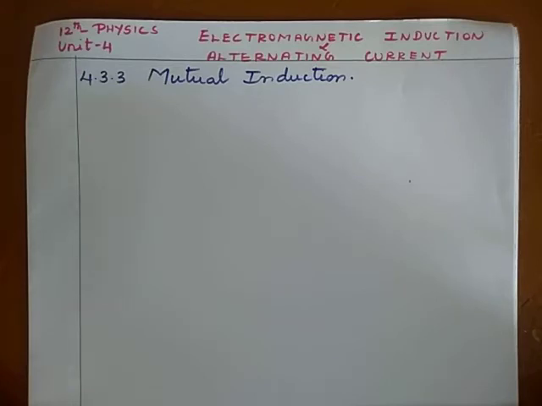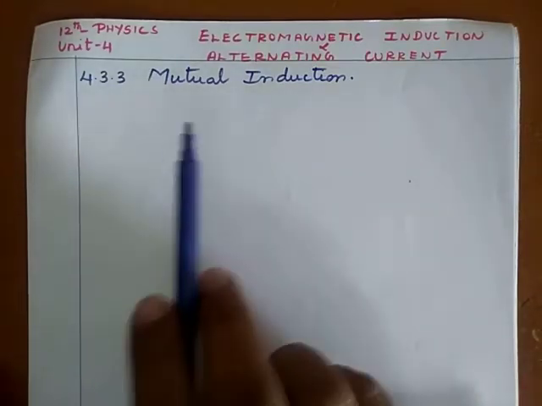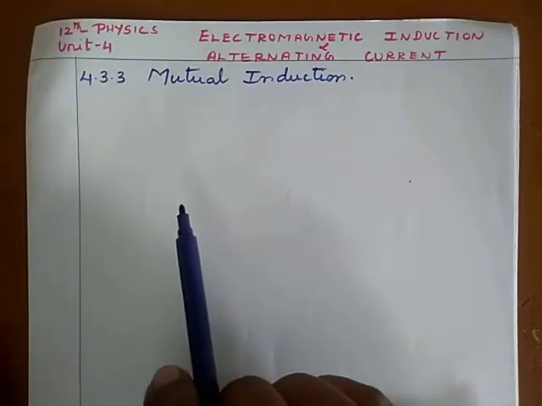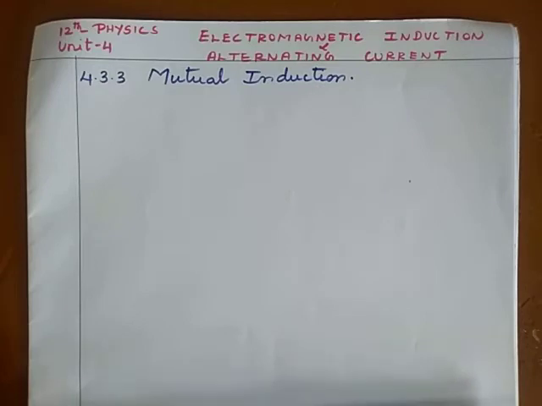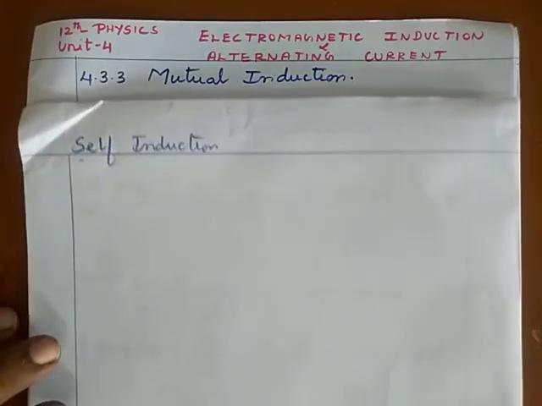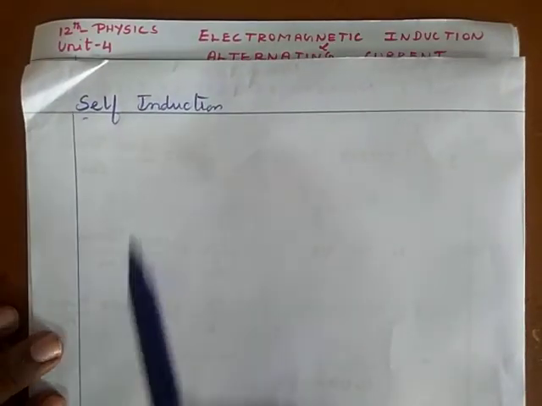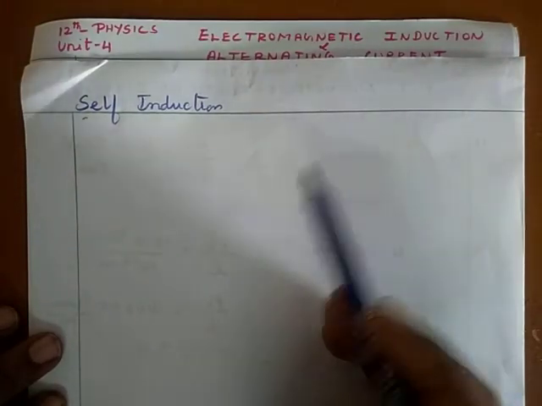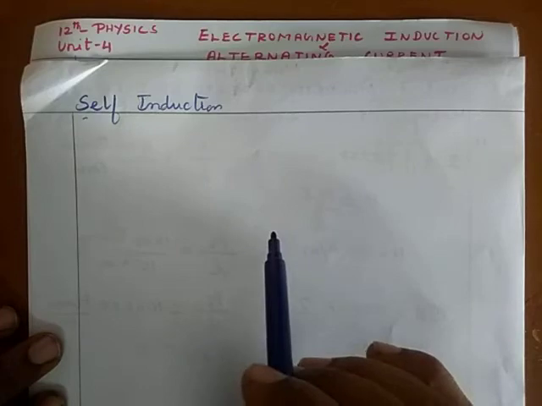Here in this video let me see the new topic called mutual induction. Before going to this topic, let me recall the previous classes. In our previous class we learned about self-induction. Self-induction is a property of the coil that produces EMF when the current flowing through the coil changes.